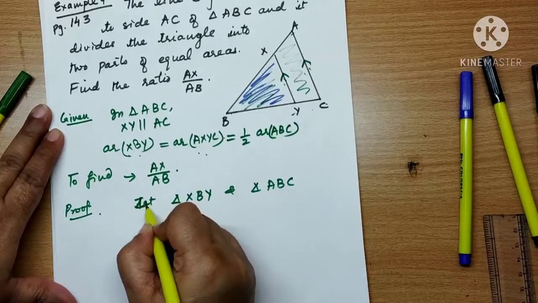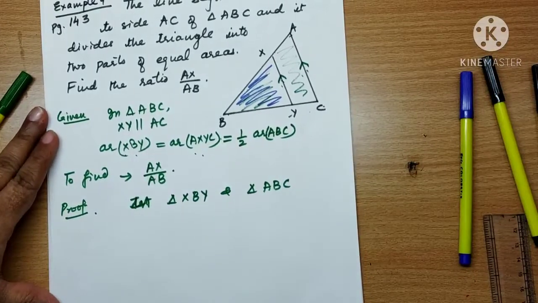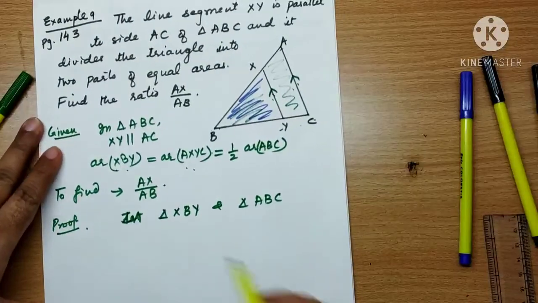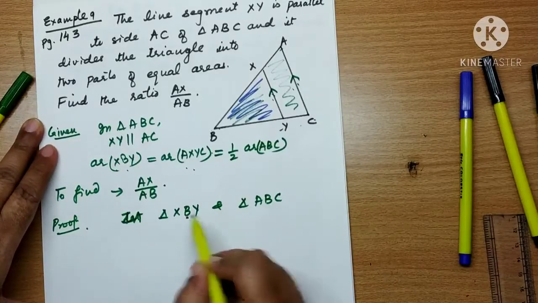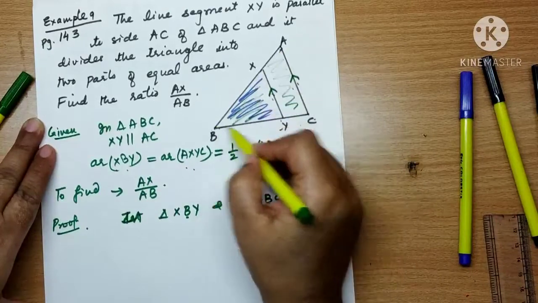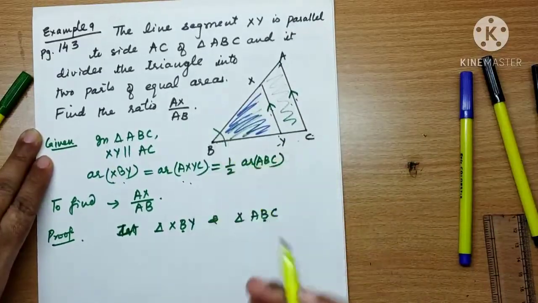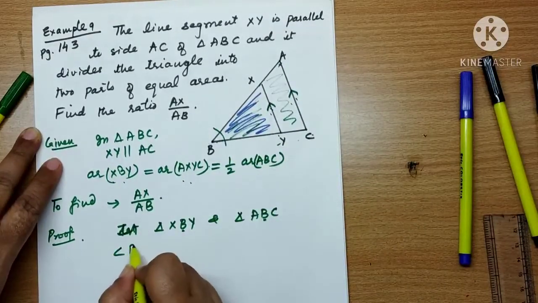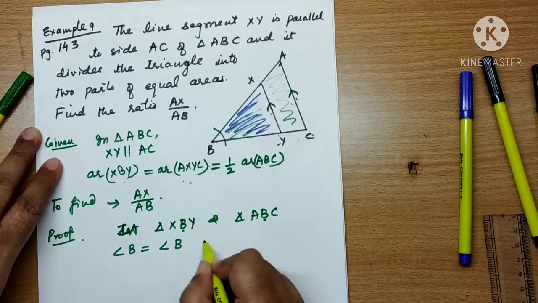So in these two triangles, what do we have? Can we prove them similar? Now whenever you write the names of the triangles, the naming itself tells you, XBY and ABC. I can easily see this angle B is common. Angle B is equal to angle B. Reason, common.